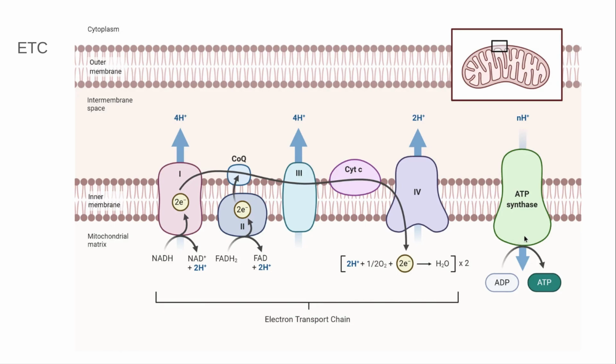ATP synthase is this beautiful molecule which has a really nice rotor at the bottom. So as protons move from here to here, that rotor gets activated, and ADP molecules become high energy ATP molecules. So for every NADH molecule, you can create enough protons to create 3 ATP molecules. For every FADH2 molecule, you can create enough protons to create 2 ATP molecules.